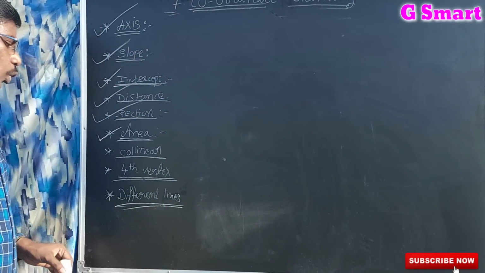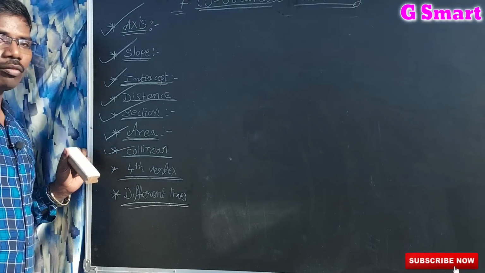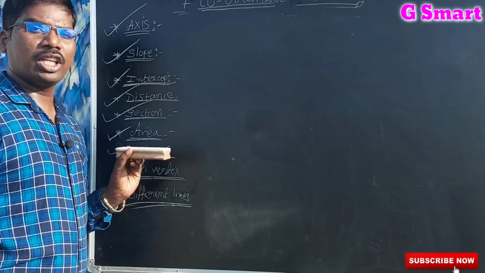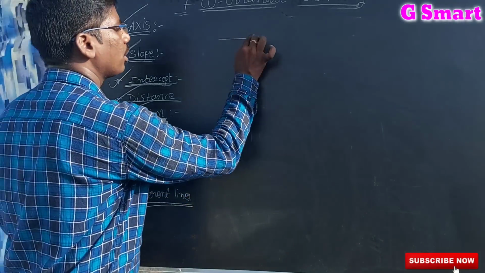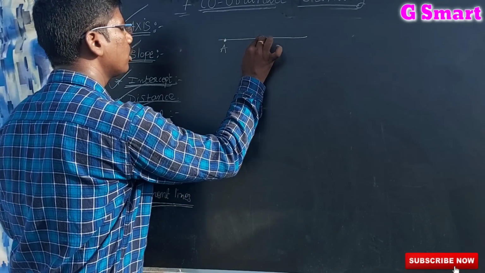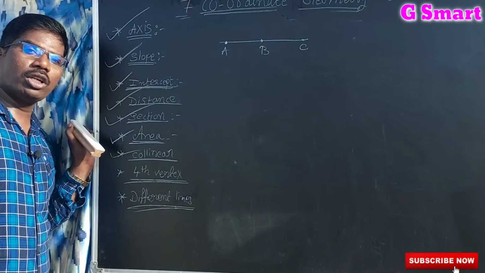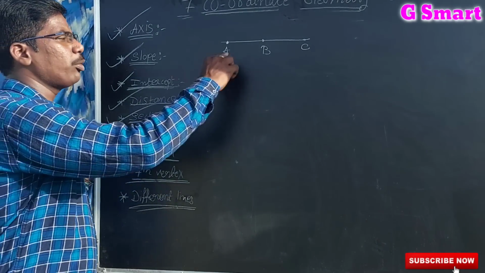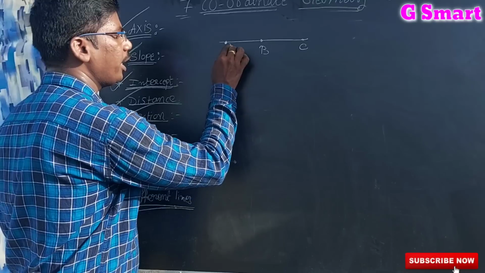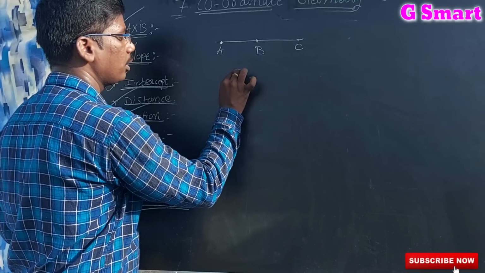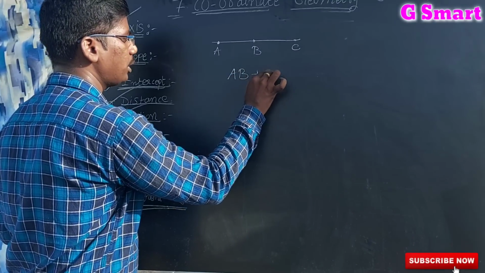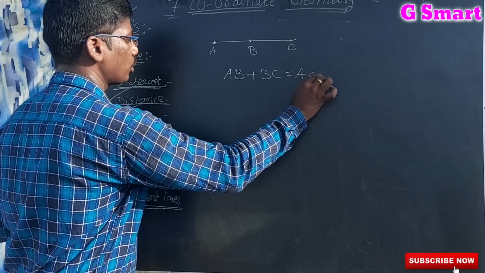Next, collinear. If the area of the triangle is 0, then those are called collinear. So here A, B, C. If 3 points are lying on the same line, then these 3 points are collinear. So we can say that AB plus BC is equal to AC. So those are the collinear.